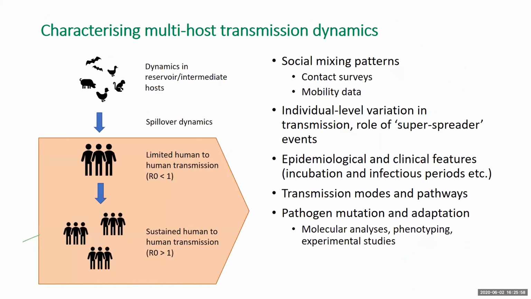If you could just go back to the last slide again, please. Things like individual variation in transmission. There's emerging evidence on the importance of this in the COVID-19 pandemic and the role of super spreader events. So this is something that we need to better characterize for different pathogens. Also, of course, the epidemiological and clinical features of diseases, including their incubation and infectious periods and the role of asymptomatic transmission. Again, transmission modes and pathways and pathogen mutation and adaptation, which can be informed by things like molecular analyses, phenotyping, and experimental studies.